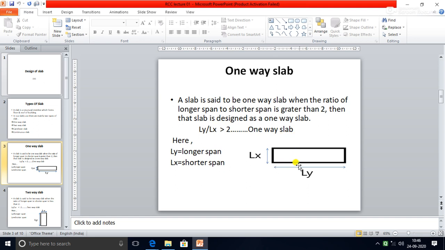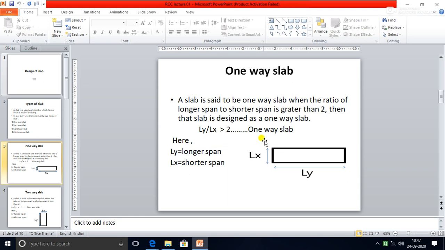Suppose this longer dimension is 10 meter and the shorter dimension is 2 meter. Then 10 divided by 2 is equal to 5. That 5 is greater than 2. Hence, that slab is designed as a one-way slab. That is, the longer span is 10 meter, shorter span is 2 meter, 10 by 2 is 5, which is greater than 2, so that slab is a one-way slab.